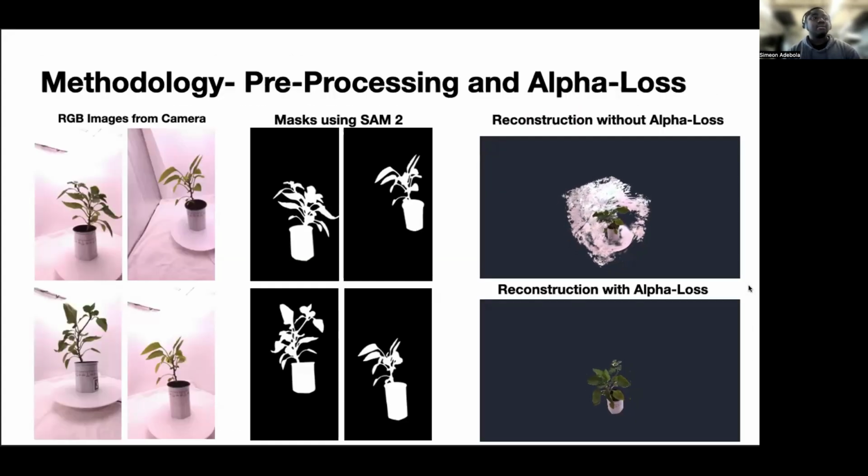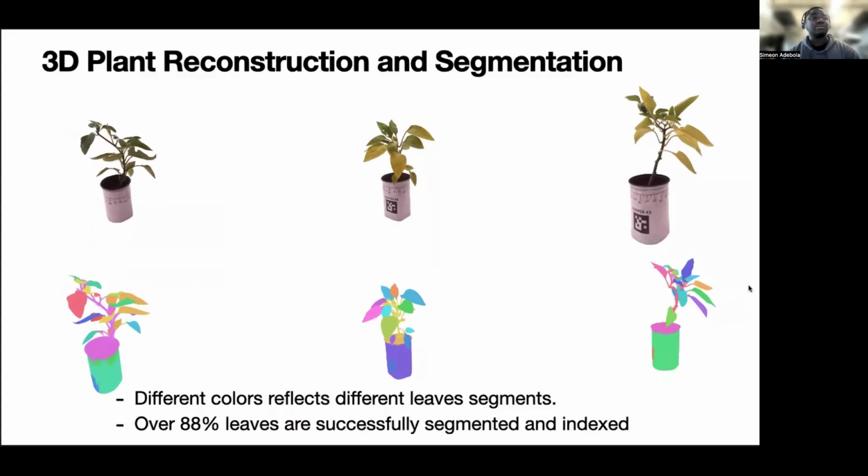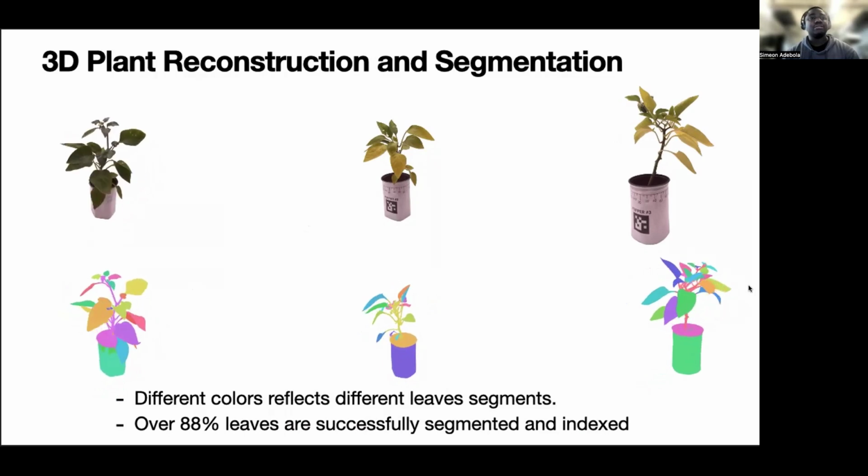We preprocess images taken by masking the plant using SAM2 and also implement an alpha loss, minimizing total rendered opacity. We use Garfield to generate 3D segments, including leaves. We also extract physical properties of height, number of leaves, and total leaf area.